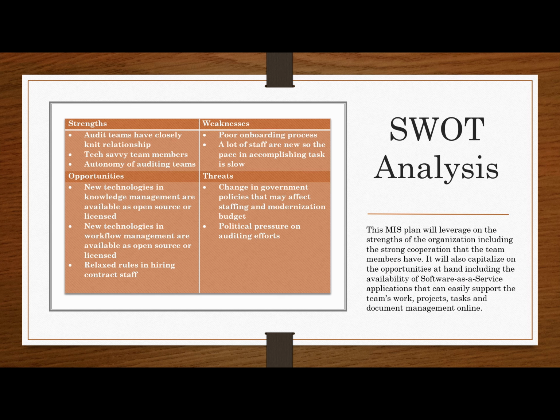In the SWOT analysis, the strengths, weaknesses, opportunities, and threats were identified, and it has been revealed that one of the strengths of the team is having a closely knit relationship, tech-savvy team members, and autonomy within the team. This MIS plan will leverage the strengths of the organization, and it will also capitalize on the opportunities at hand, including the availability of software as a service applications that can easily support the team's work, projects, tasks, and document management online.